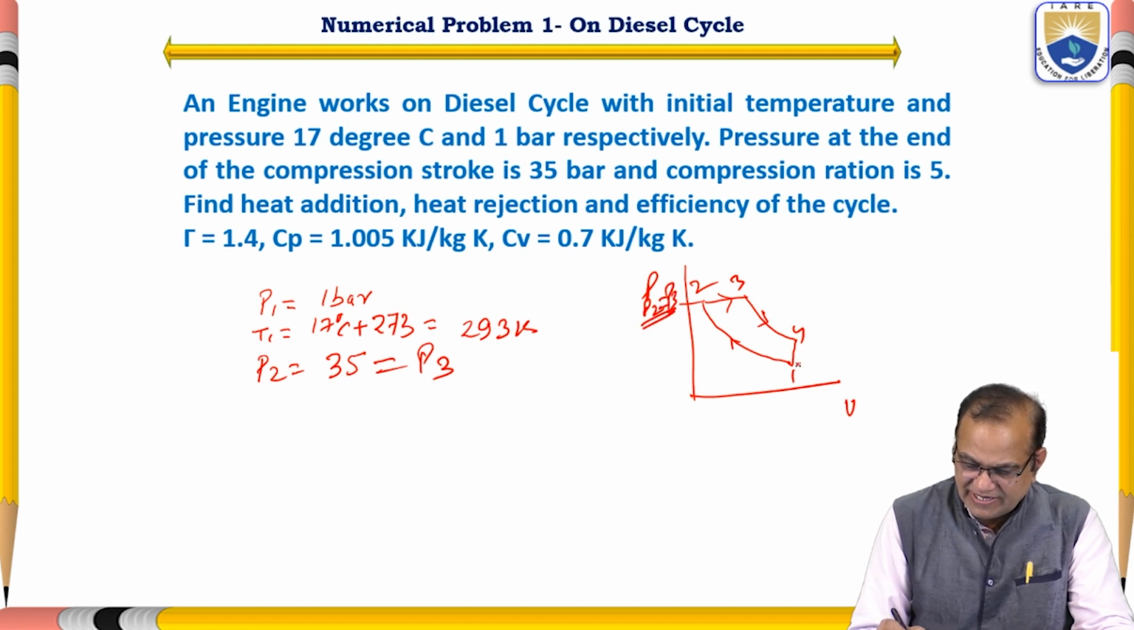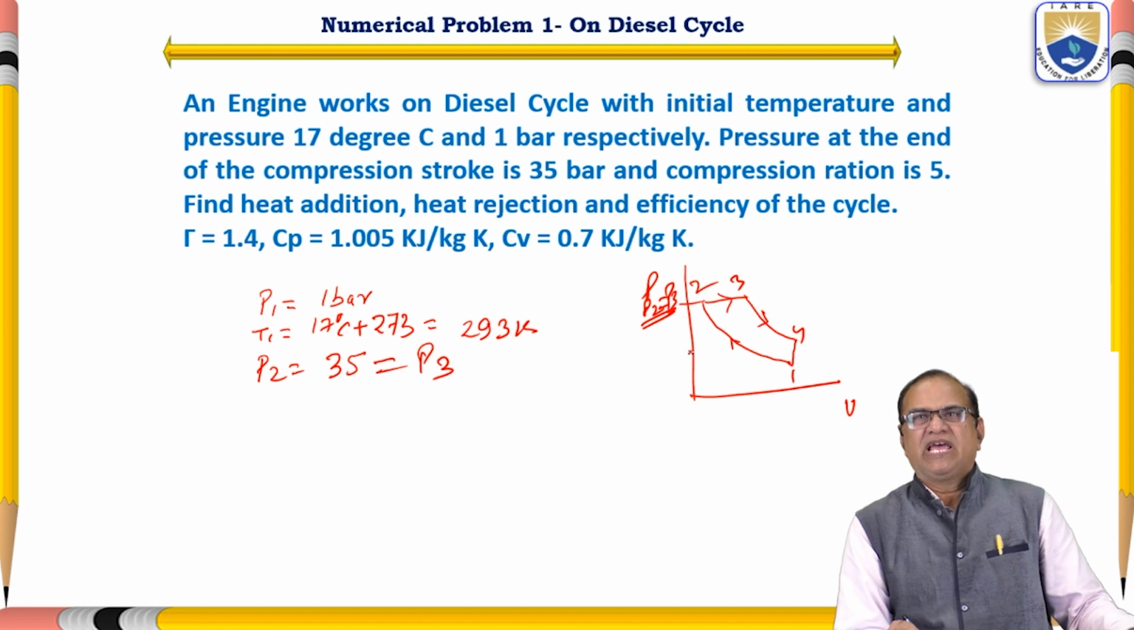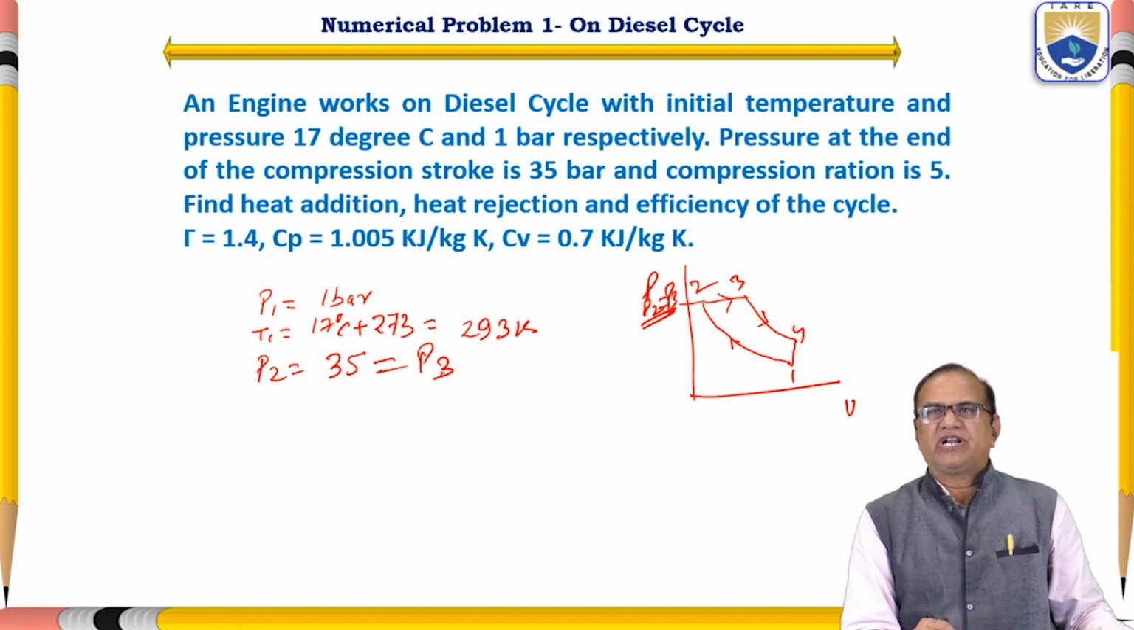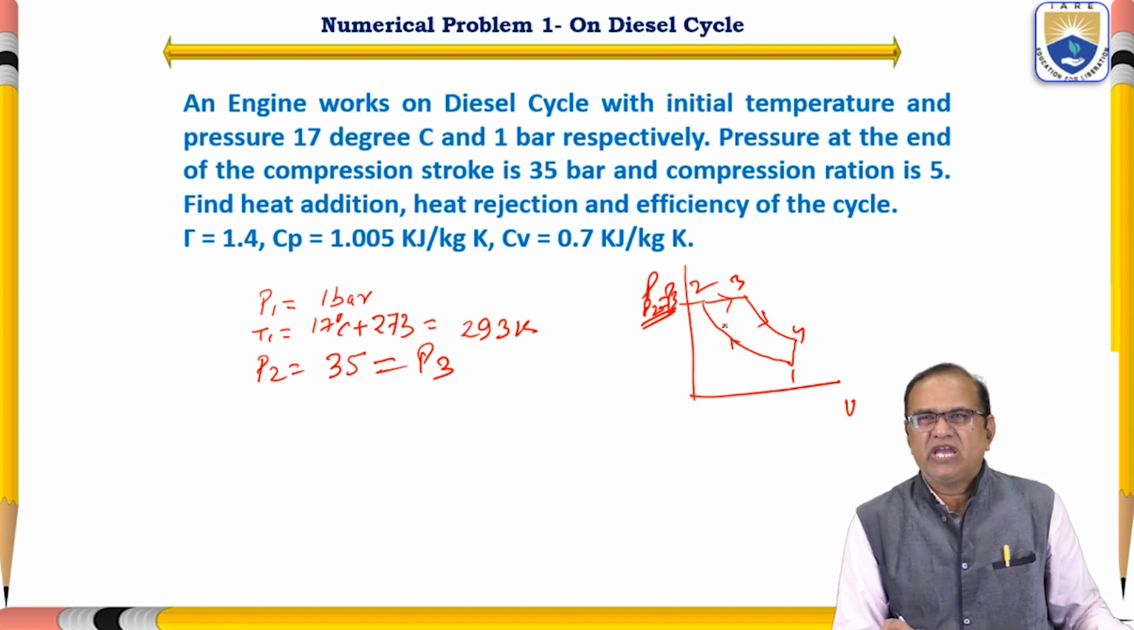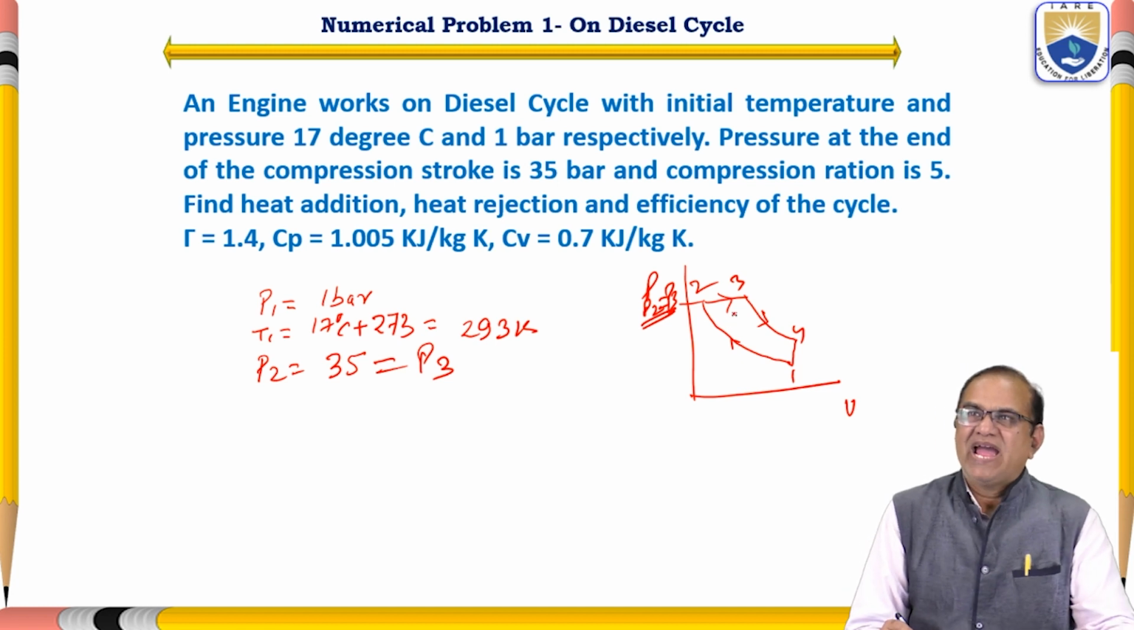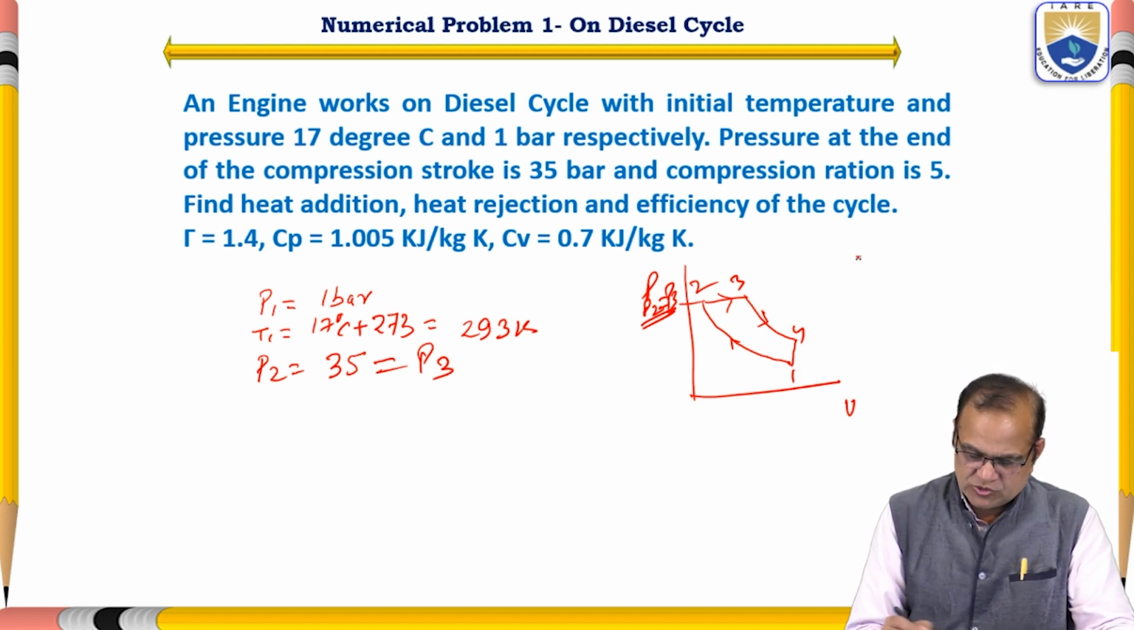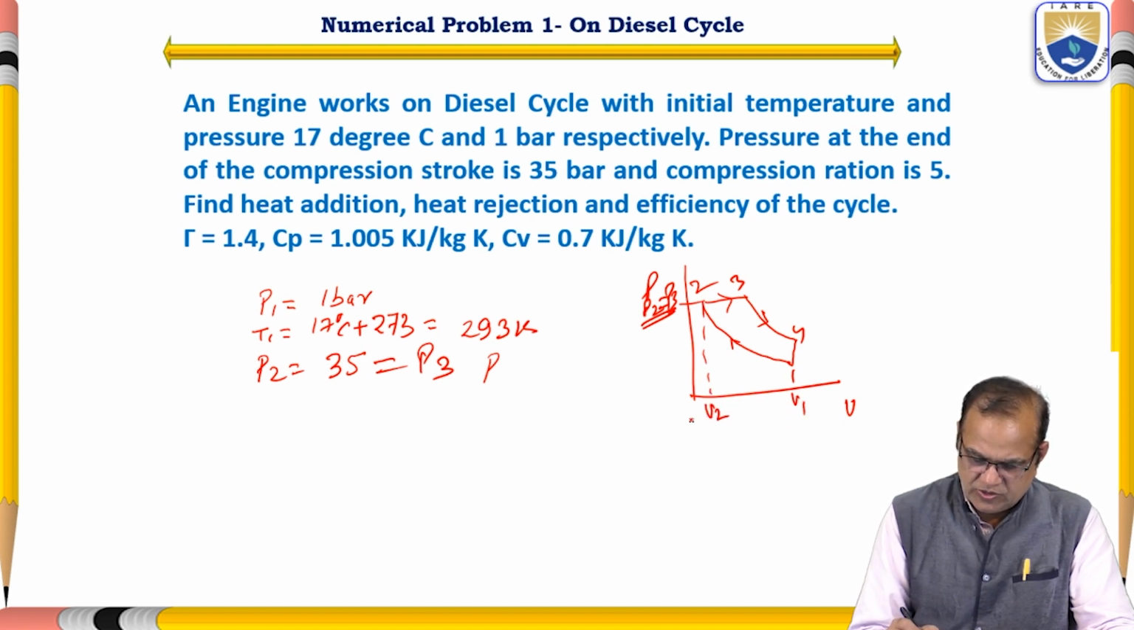So at the end of the compression stroke it is given P2 is equal to 35 bar, and this is also equal to P3. And the compression ratio is 5. This is the V1, this is the V2. So V1 by V2 is given as 5.